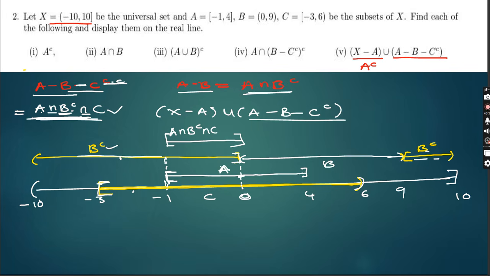Okay, so this is our A intersection B. Our A intersection B complement intersection C is all the way from negative 1 and both included up to 0 also included. Okay, what else do you need to know now? We've just found our A intersection B complement intersection C.